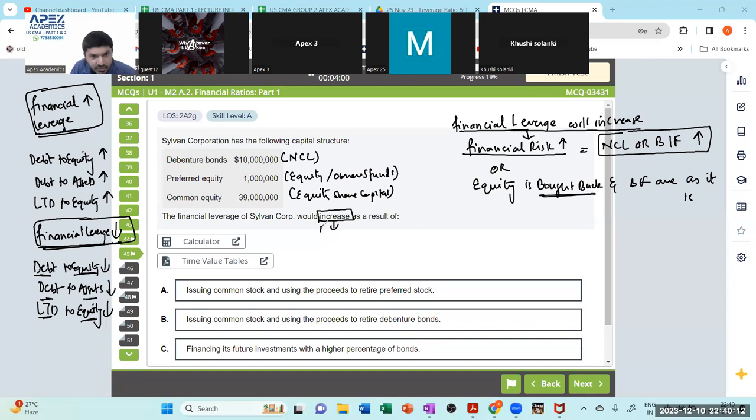So now, when will this increase? This will increase when debenture bonds will increase or equity will fall. Correct? Now, issuing common stock and using the proceeds. What is the question? Issuing common stock and using the proceeds to retire preferred stock means what? Issuing common stock.